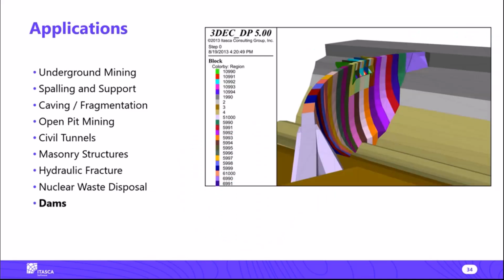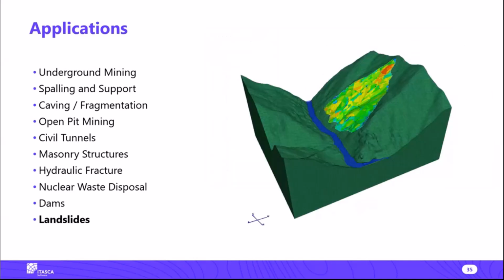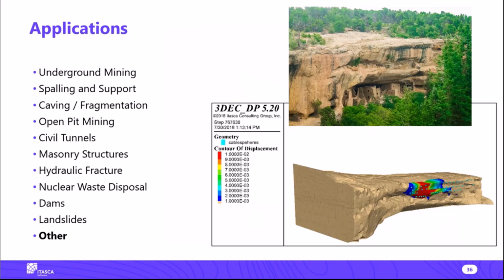Dams, people use 3DEC to look at dams. Again, the ability to put a dam on top of a fractured base and potentially have fluid flow through and around the dam is interesting. Landslides, this is a movie. Again, you can run these things in large strain, and all the pieces can break apart and form new contacts and so on and so on. So you can look at these large strain type problems and consider things like run out and stuff like that.